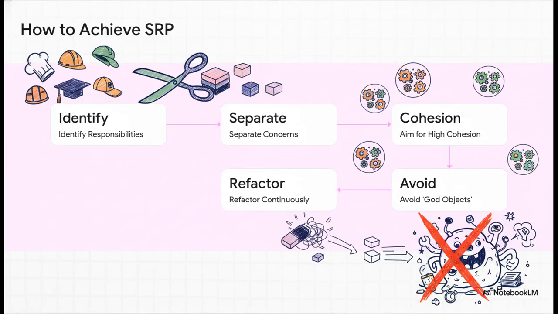So how do you actually do this? Well, first, just look at a class and identify all the different hats it's trying to wear. Then, step 2, pull those different responsibilities apart into their own separate classes. What you're aiming for is something called high cohesion. That's just a fancy way of saying everything inside a class should be tightly related to its one job. And of course, avoid those God objects like the plague, and make refactoring a continuous habit.